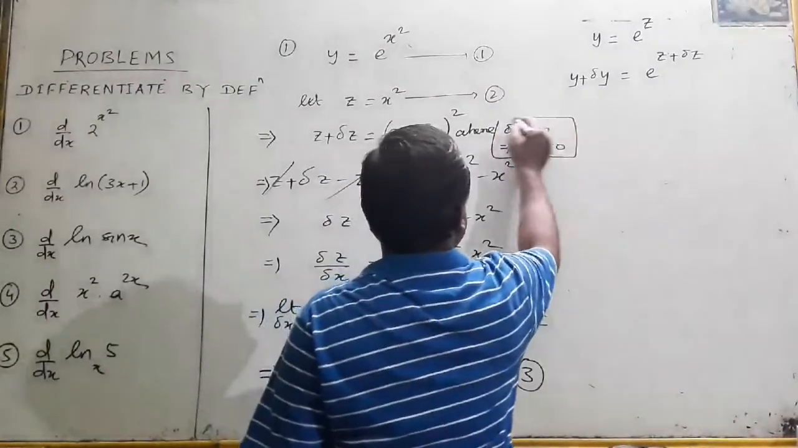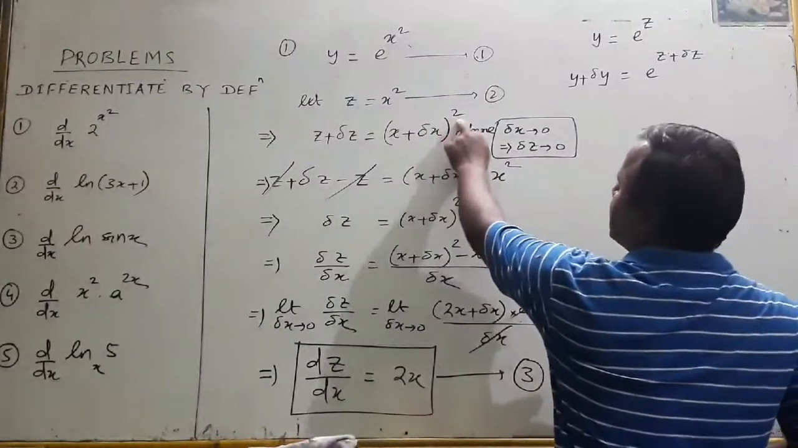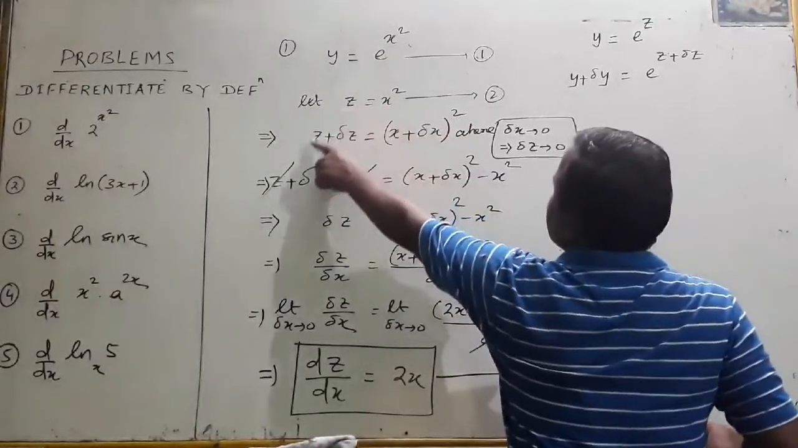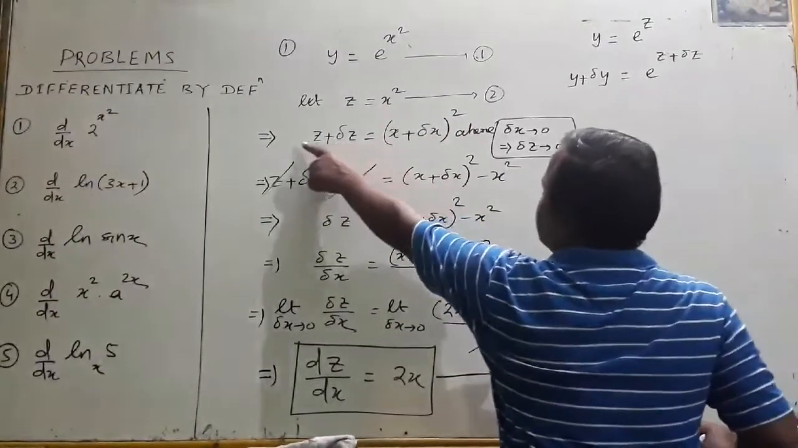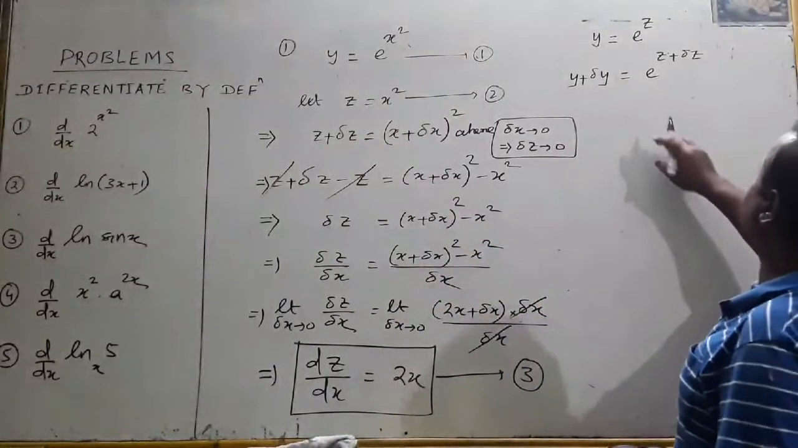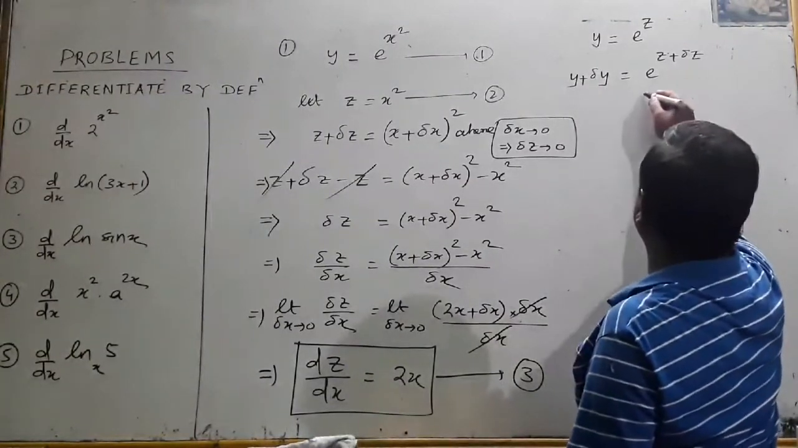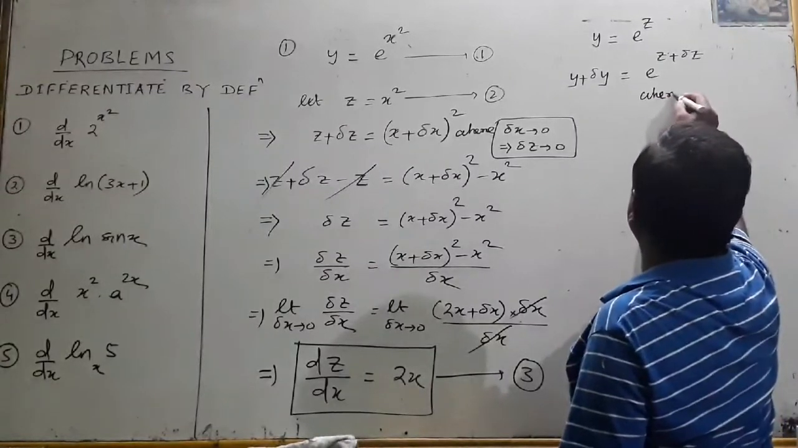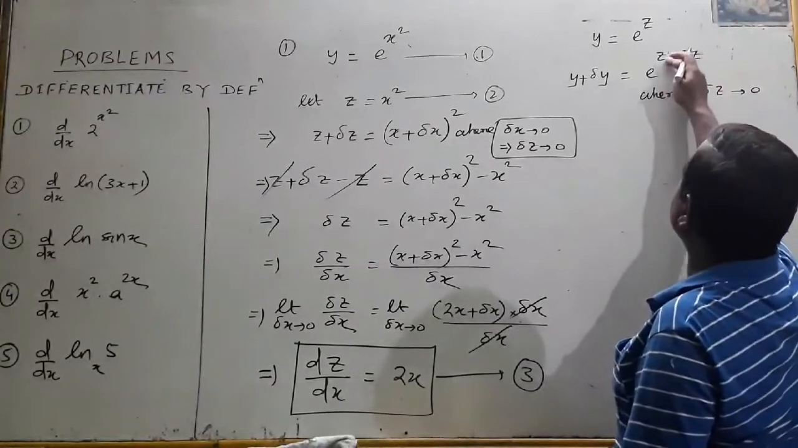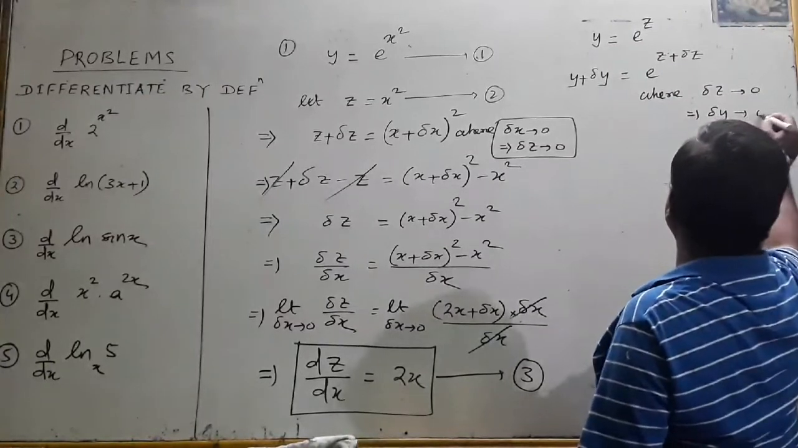Why is this line important? If delta x tends to 0, suppose it is 0, it becomes x square. Then z plus delta z becomes x square, and x square is z. So if delta x is 0, then the value of delta z is 0. Similarly here, y plus delta y is equal to e to the power z plus delta z, where delta z tends to 0. If delta z tends to 0, it becomes e to the power z, which is y, which implies delta y tends to 0.